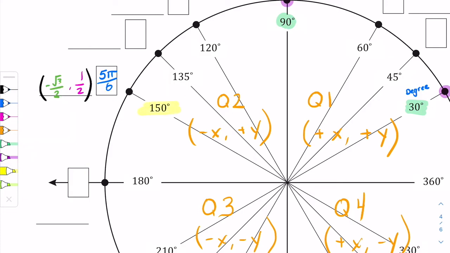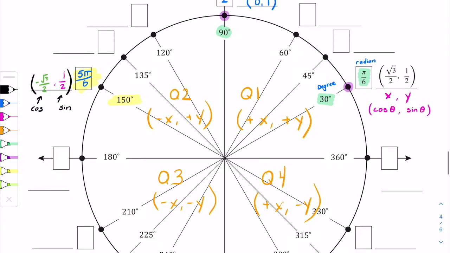We know that 150 in degrees is equivalent to 5 pi over 6 in radians. And we also know that our cosine value is negative square root of 3 over 2, and our sine value is 1/2. All right, cosine is x, sine is y.